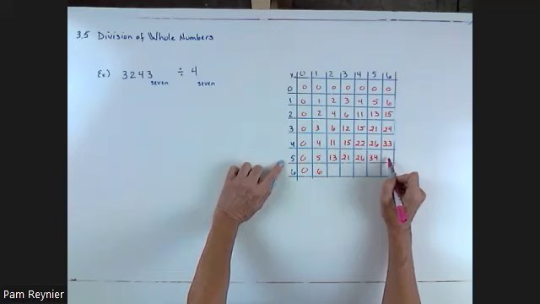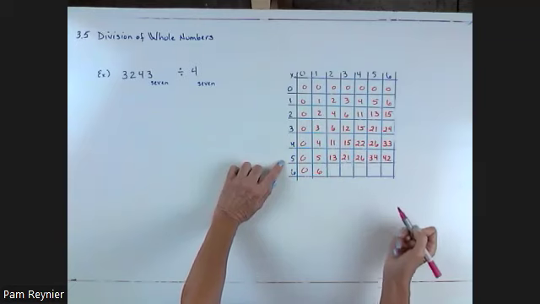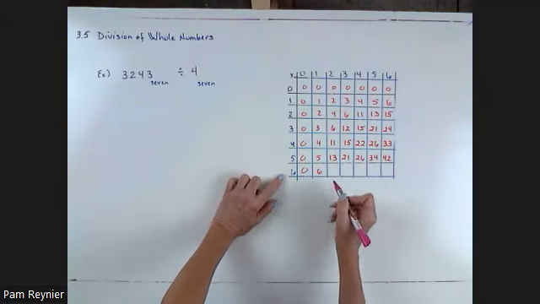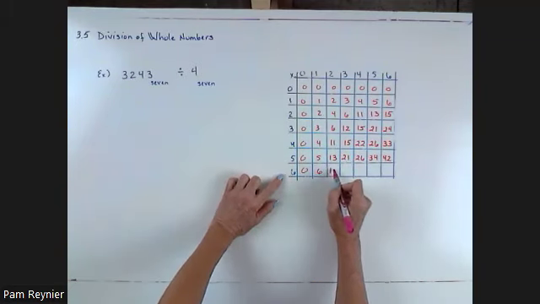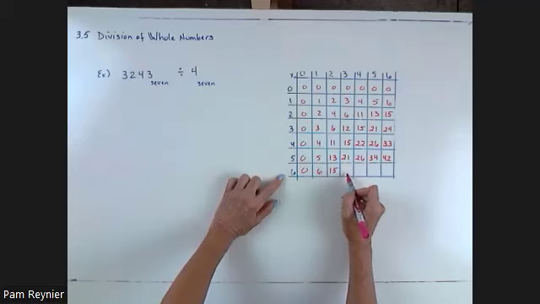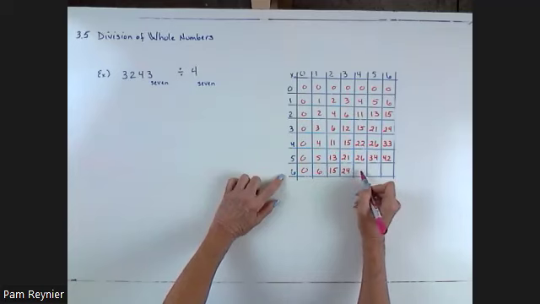7 goes into 34 times, which is 28 with 2 left over. 6 times 2 is 12. It's one group of 7 with 5 left over. 6 times 3 is 18. 2 groups of 7 with 4 left over.